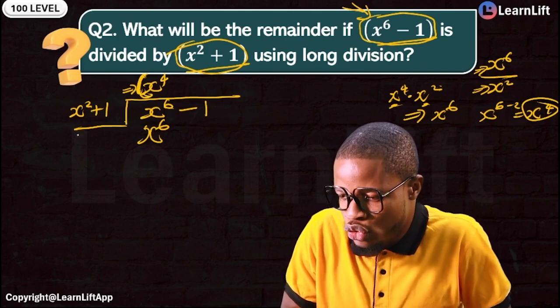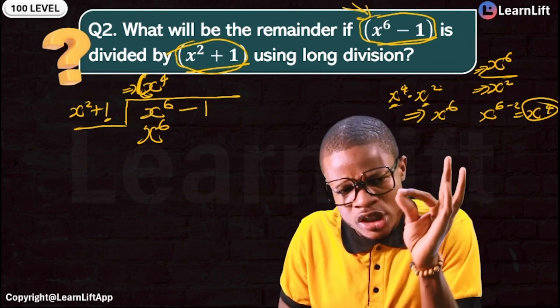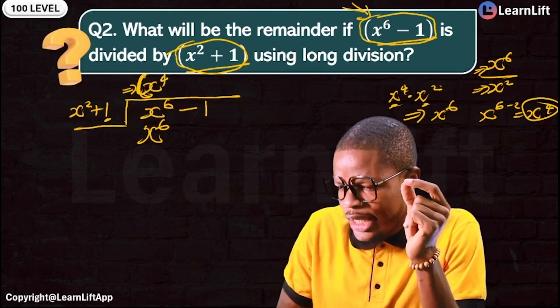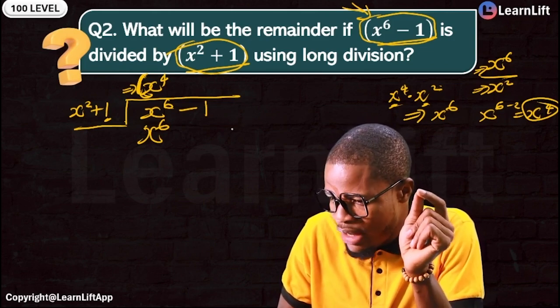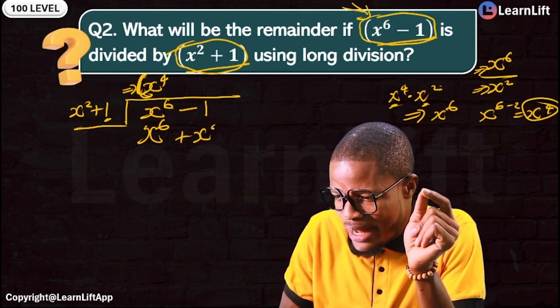Take this same x raised to the power of 4 that we have here. Use it now to multiply 1. If you use it to multiply 1, what will it give you? It will give you x raised to the power of 4. Right? So what are we going to have there? Plus x raised to the power of 4.